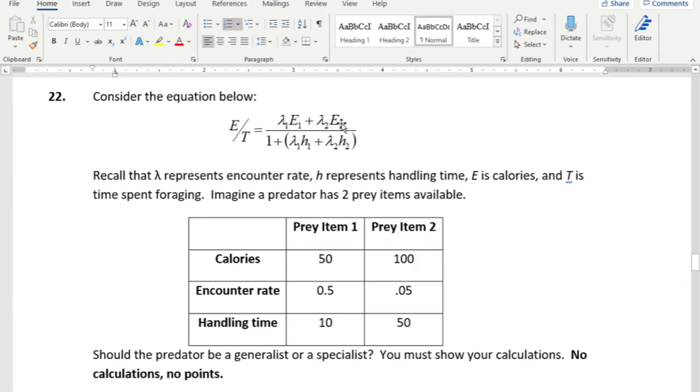Then assume that E2 and H2 are 0, right? So just remove that part of the equation and solve the equation just for prey item 1 and compute the number. Then solve the equation a third time just for prey item 2. So assume that E1, H1 and lambda 1 are 0 and just solve for food item 2 and compute that number. Whichever of those numbers is largest will tell you whether the animal should specialize on prey item 2, prey item 1, or whether it should take both prey items. Okay?